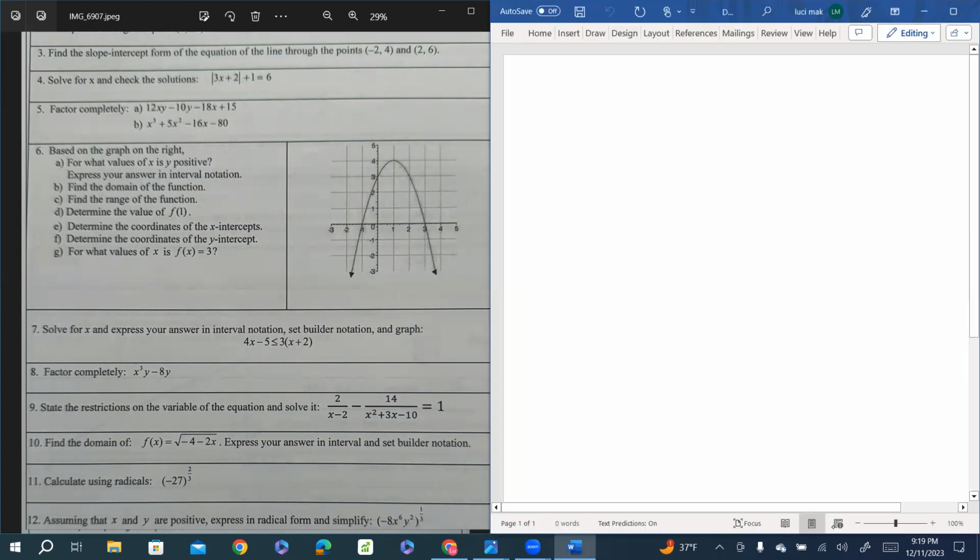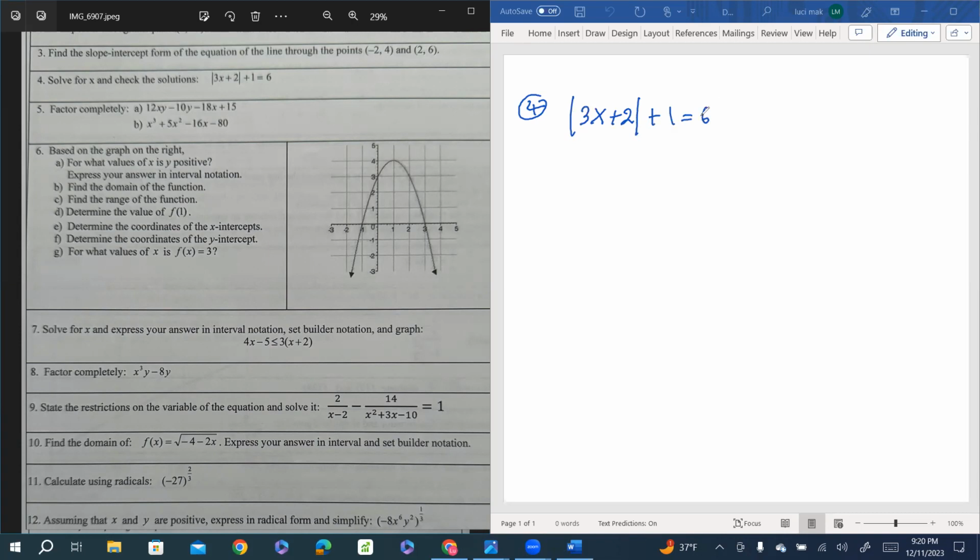All right, so anyway, question number 4, it's asking us to solve and check. So the absolute value of 3x plus 2, plus 1 equals 6. So first, solve and check. We want to isolate the absolute value by subtracting 1 on both sides. So we get the absolute value of 3x plus 2 equals 6 minus 1, which is 5, right? I hope I'm not talking too fast. I want to finish this as soon as I can.